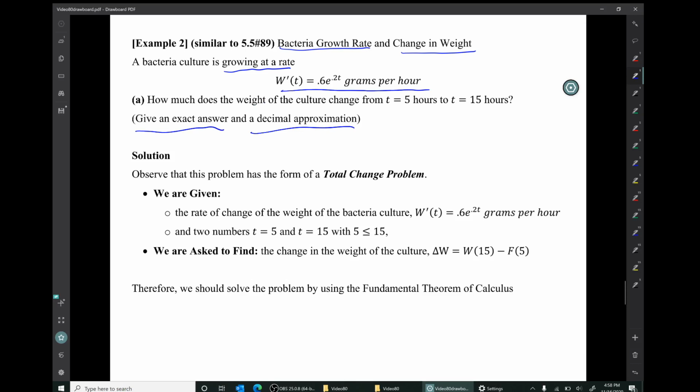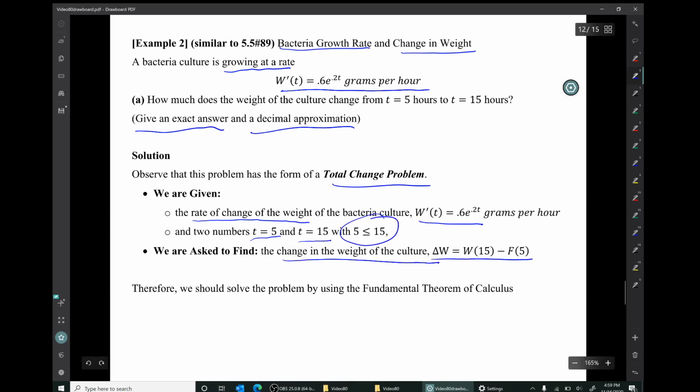Now, let's observe that this problem has the form of a total change problem. We're given the rate of change of the weight, that's capital W prime, and we're given two time values, t equals 5 and t equals 15. 5 is less than or equal to 15. And we're asked to find the change in weight, that is delta W. So we should solve the problem using the fundamental theorem of calculus.